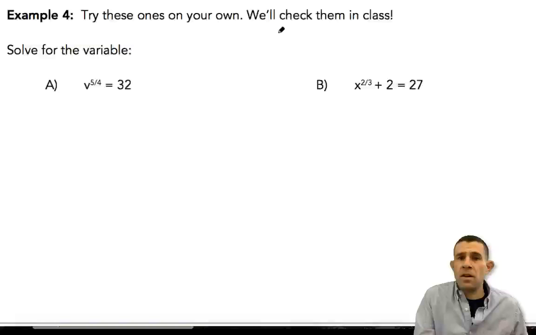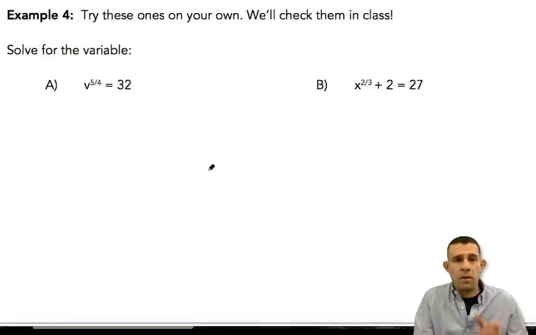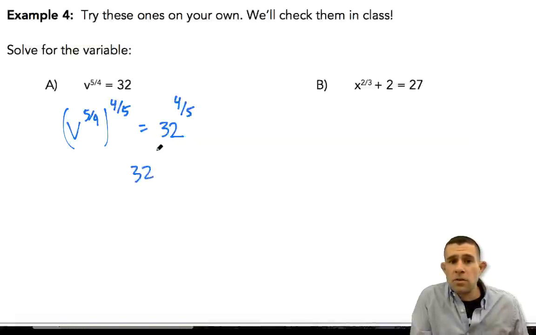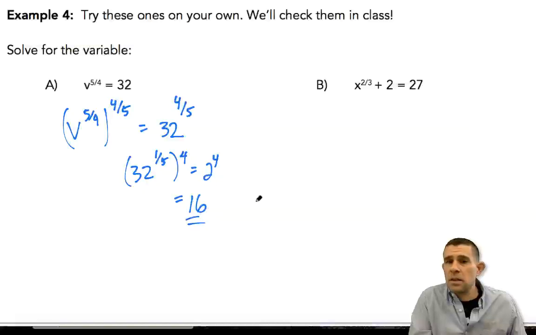All right, let's try example 4 here. It says to try these on your own. We'll check them in class, but I'm going to run you through a few examples here. You have v to the 5/4. In order to undo that power of 5/4, we're going to take it to the 4/5. So that means 32 needs to be raised to the 4/5 as well, which is 32 to the 1/5 power, which is the 5th root of 32, and that's 2. And then we're going to raise that to the 4th power. So 2 to the 4 is equal to 16.